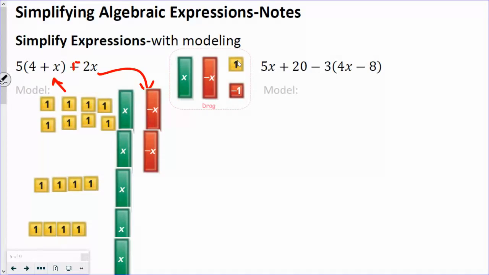Now we go through and look. Can we cancel anything out? Just like before when we did integers, 1 positive and 1 negative equals 0. So this one can cancel and this one can cancel. So then what am I left with? Okay, well, let's see how many of our x variables we have. We have 1, 2, 3. So that gives me a 3x.